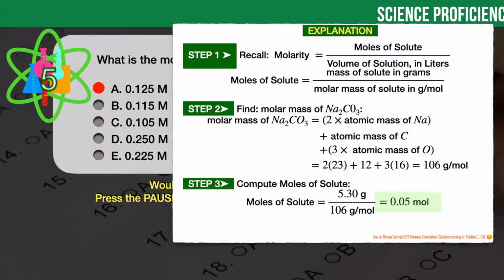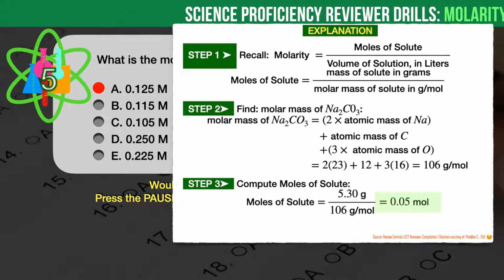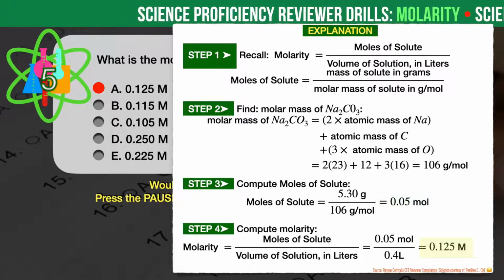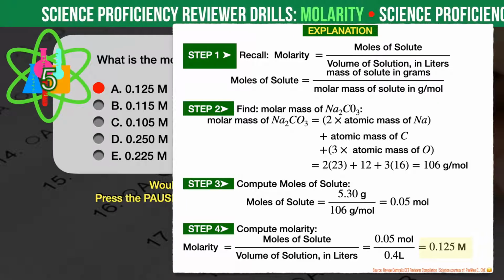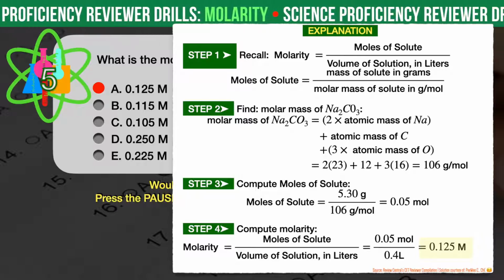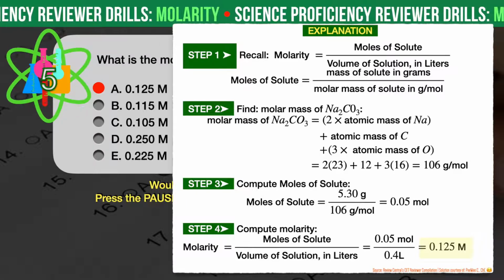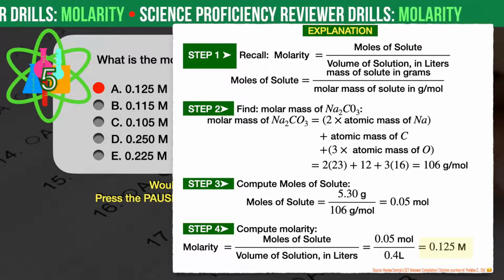Step 3, we can now compute the moles of solute, which is 5.30 grams divided by 106 grams per mole. We'll get 0.05 moles. For our last step, we divide our computed moles of solute, 0.05 moles, by the volume of our solution, which is 400 milliliters, or 0.4 liter. We should quickly arrive at 0.125 M as our final and correct answer.